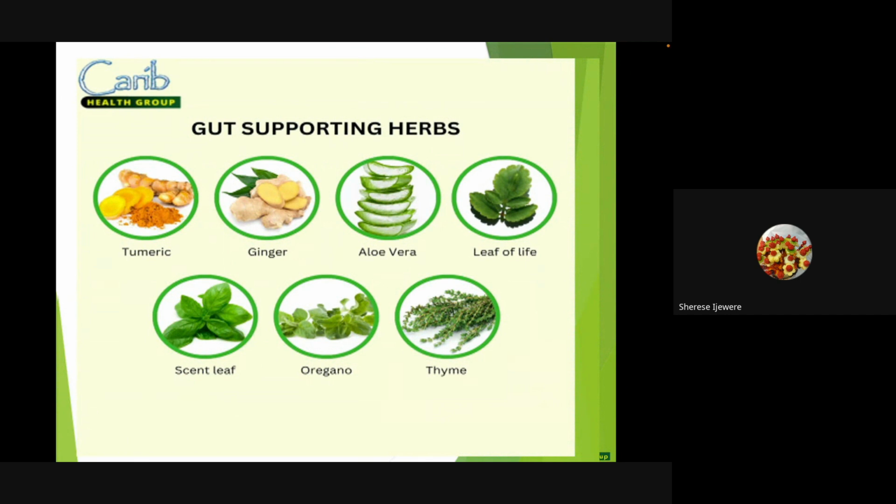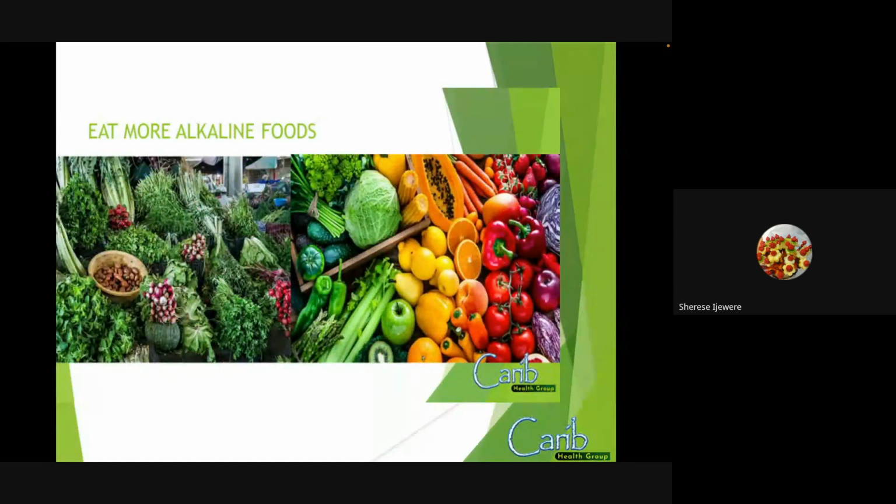Supporting herbs for the gut microbes, the turmeric, the ginger, these are things that really help to reduce inflammation. Miracle leaf, scent leaf, cooking with oregano, thyme, and planning your meals ahead. This helps tremendously. We've put a lot of diabetic patients, their diabetes in remission in our clinic. So we're quite proud and happy to help patients understand and recognize what they need to do day to day.